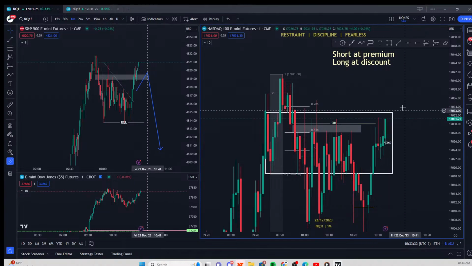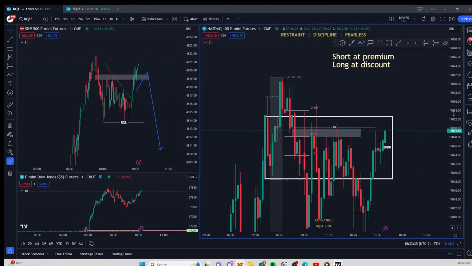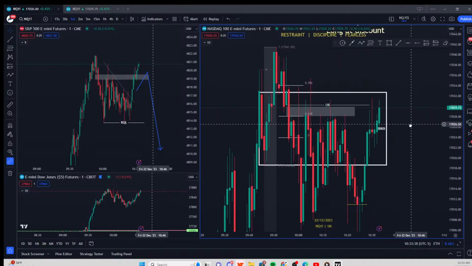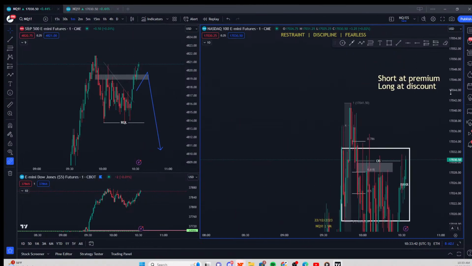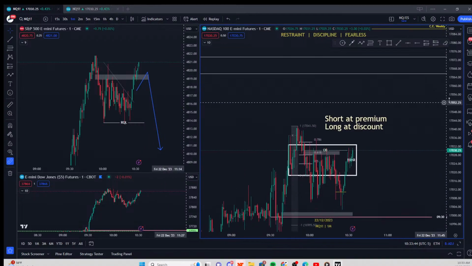The moment we close above 33, I'm not gonna look at shorts anymore. I'm gonna let the buys play, which is probably gonna be this high here, and also this weekly high.